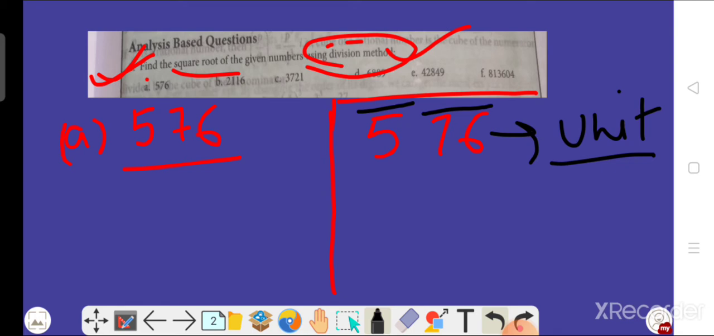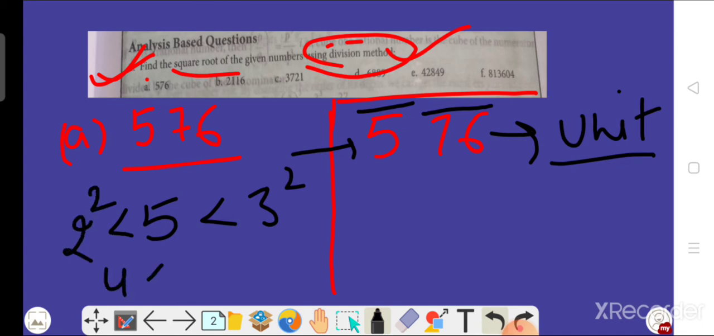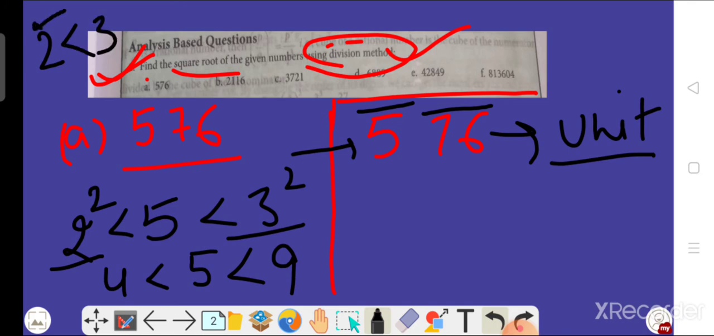After that we have to take the left digit. So what is the left digit? 5. And then we have to find two numbers such that 5 lies between their squares. So clearly 5 lies between the square of 2 and 3, because 2 square is equal to 4 and 3 square is equal to 9. Clear? After doing this, we have to take the smaller number between 2 and 3 as the divisor. So clearly 2 is less than 3, so divisor is 2. What is divisor? 2. Okay.